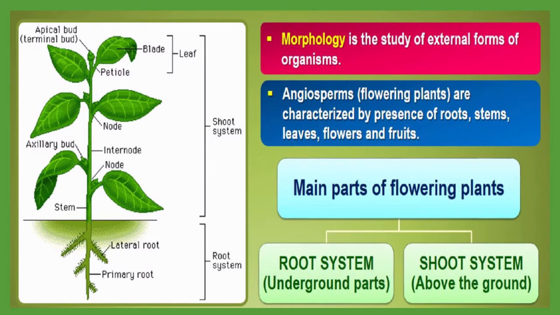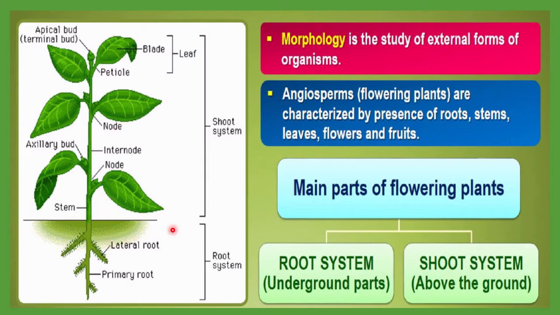So first of all, let me go through the definition of morphology. What is morphology? It is the study of the external form of an organism. Here particularly we are discussing plant morphology. That means we will discuss the external form of plants. If you observe from the external side, this plant is there.